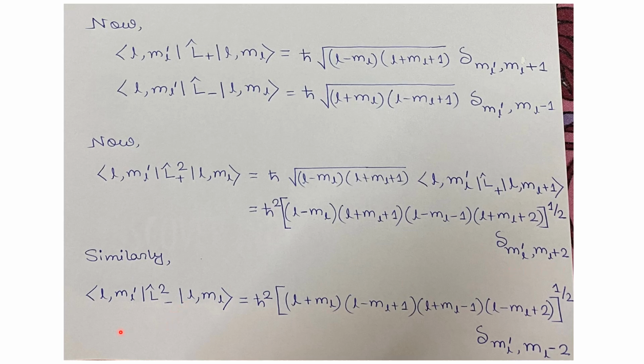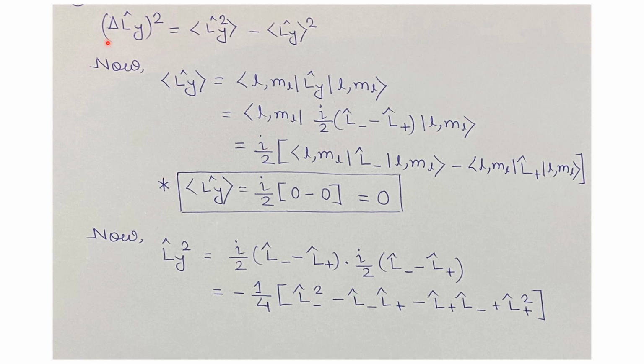Similarly, we can find this matrix element, that is <l, ml dash| and |l, ml>, where the L minus operator square is sandwiched between these two states. So it will give ħ square times [(l plus ml) times (l minus ml plus 1) times (l plus ml minus 1) times (l minus ml plus 2)] whole to the power half, times this delta function, delta of ml dash, ml minus 2. So it will be non-zero when ml dash equals ml minus 2.